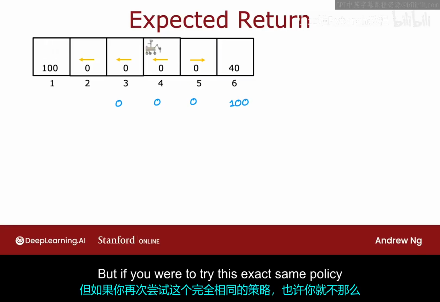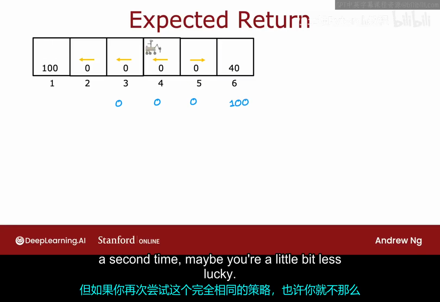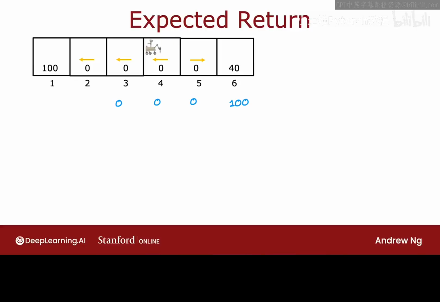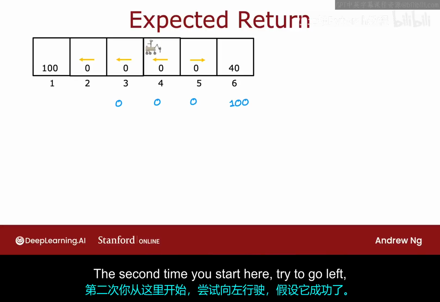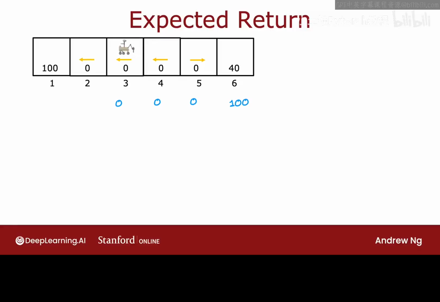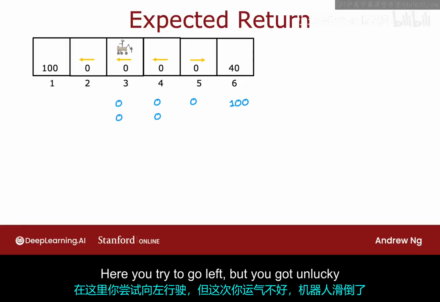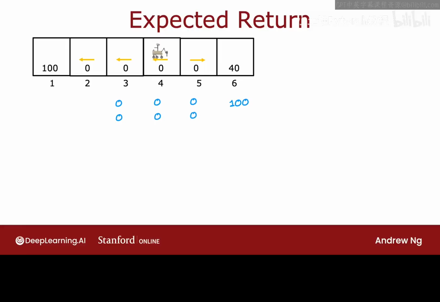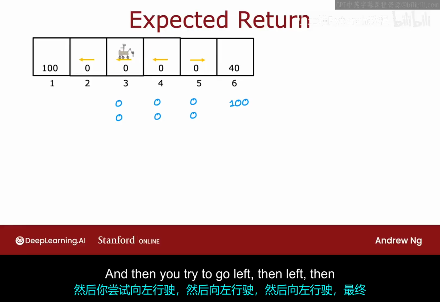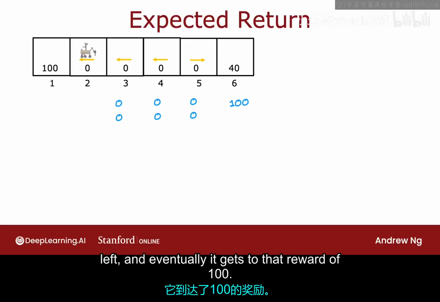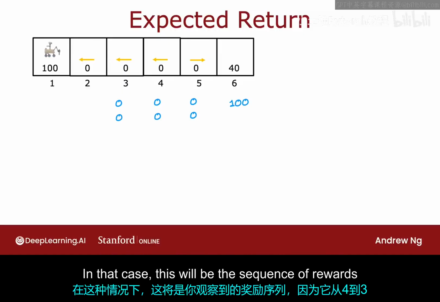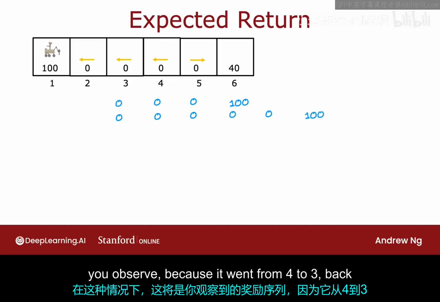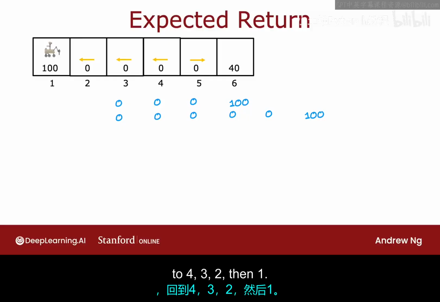But if you were to try this exact same policy a second time, maybe you're a little less lucky. The second time you start here, try to go left and say it succeeds. So you get 0 from state 4, 0 from state 3. Here you try to go left, but you got unlucky this time and the robot slips and ends up heading back to state 4 instead. And then you try to go left, then left, then left, and eventually get to that reward of 100. In that case, this will be the sequence of rewards you observe, because it went from 4 to 3, back to 4, 3, 2, then 1.